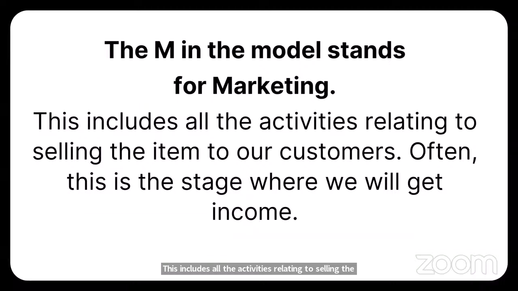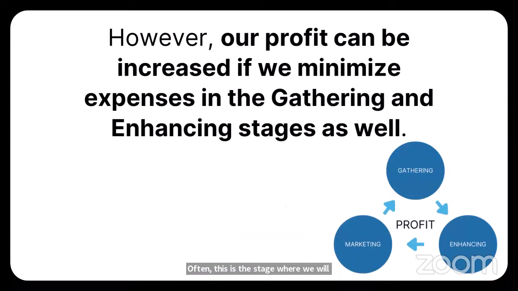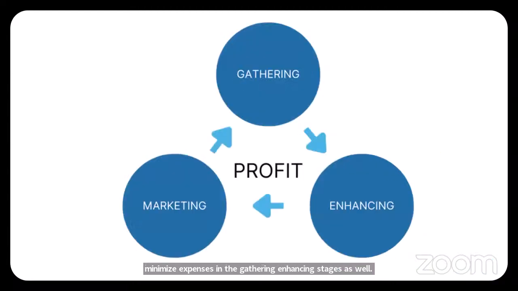Often, this is the stage where we will get income. However, our profit can be increased if we minimize expenses in the gathering and enhancing stages as well. You see, they all go together. We're gathering, we're enhancing, we're marketing, we're gathering more, we're enhancing, we're marketing better. They all go together. That all equals profit.